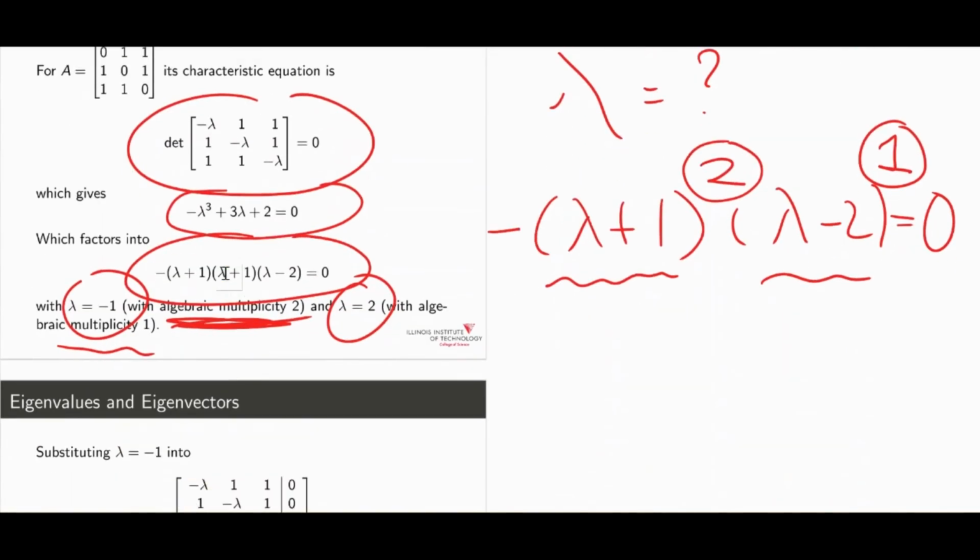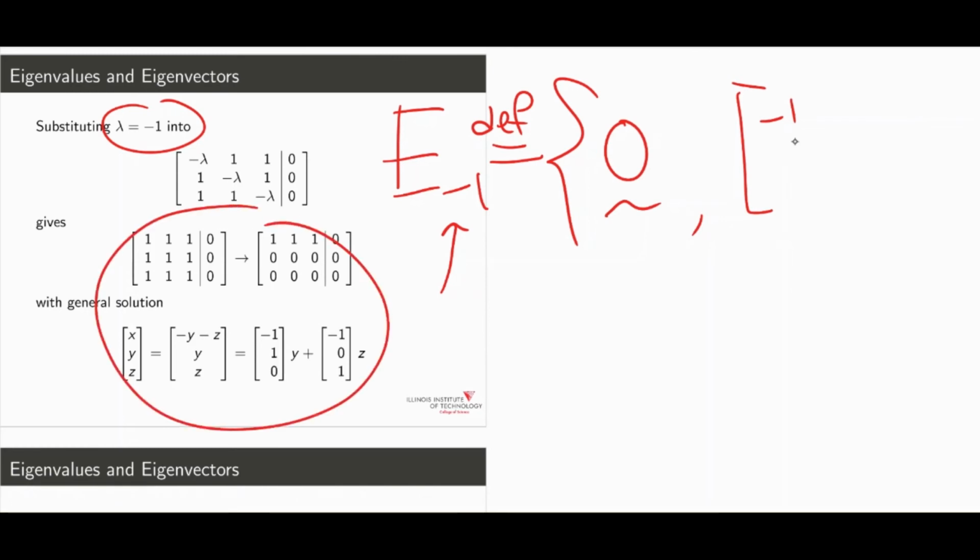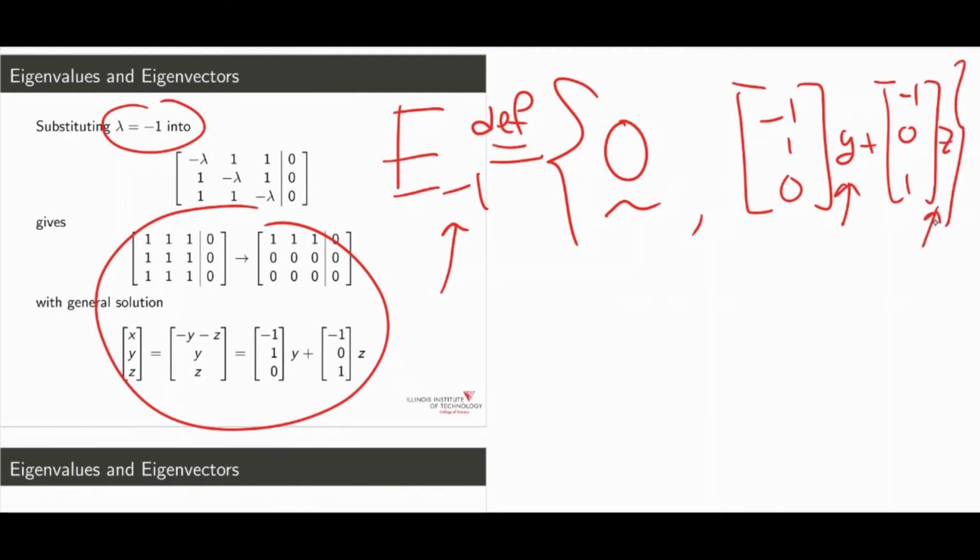So what is the eigenspace? The eigenspace corresponds to lambda equals negative 1. By definition, it's a set that contains the zero vector, which you have to add in artificially, and it also contains all the eigenvectors corresponding to lambda equals negative 1. From our computation here, we know that all the eigenvectors can be written as a linear combination of these two vectors right here. Here y and z are not supposed to be 0, but that case is actually covered by this right here.